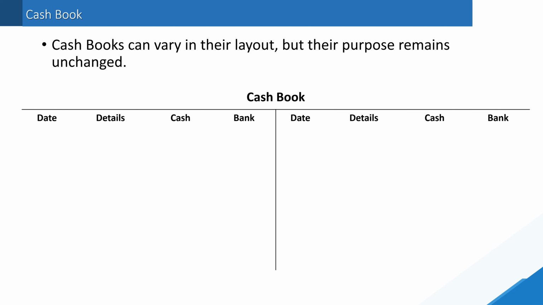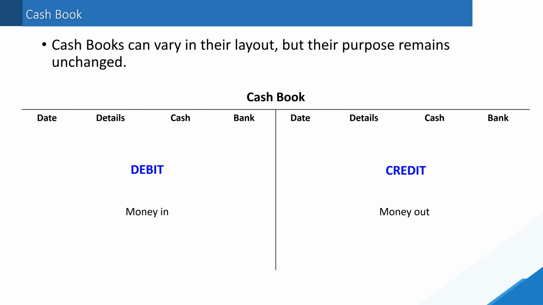The layout that you see in front of you is generally considered to be the traditional format for the cash book, with money in on the debit side and money out on the credit side. Transactions that appear on the debit side of the cash book will increase the asset balance, and those on the credit side will reduce it.